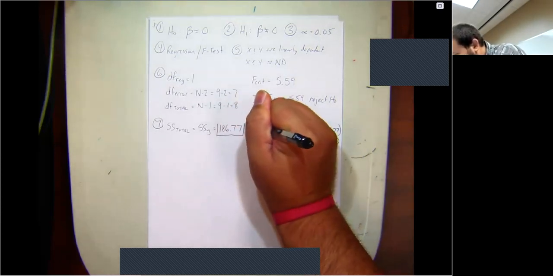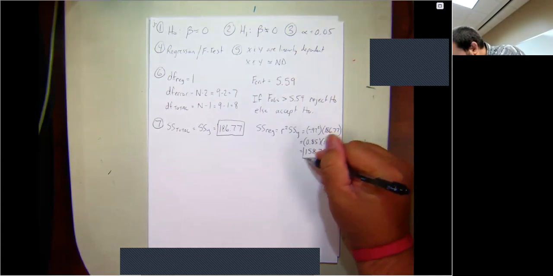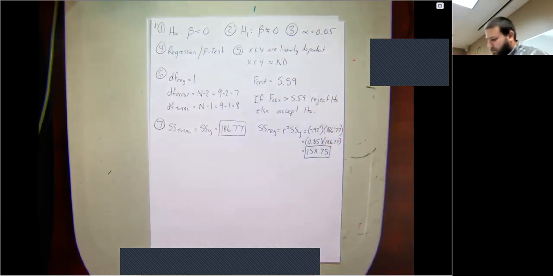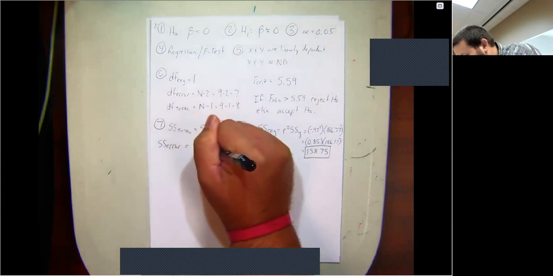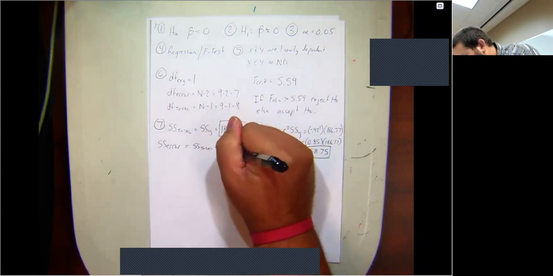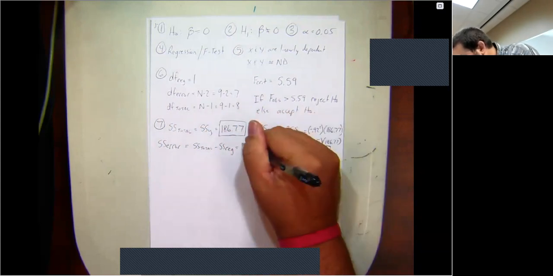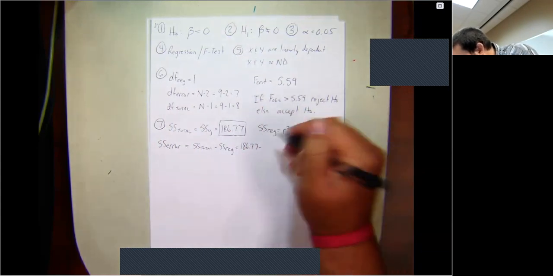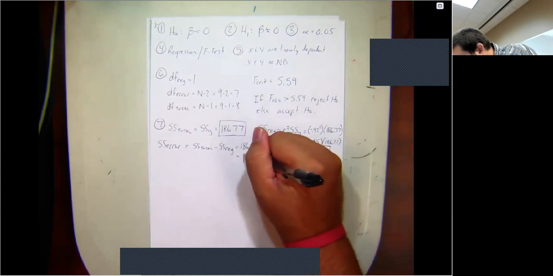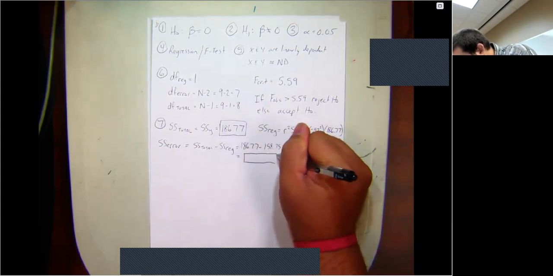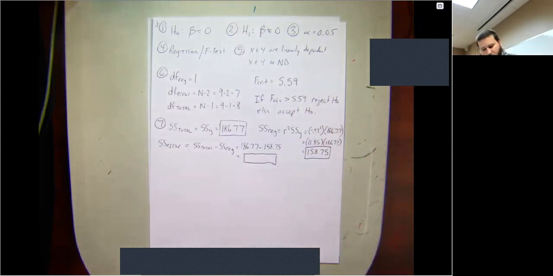I'm just going to, again, box these in because I want to make sure that you're aware of the values we need for a source table. Sums of squares error is equal to sums of squares total minus sums of squares regression. It's 186.77 minus 158.75, which is equal to 28.02.